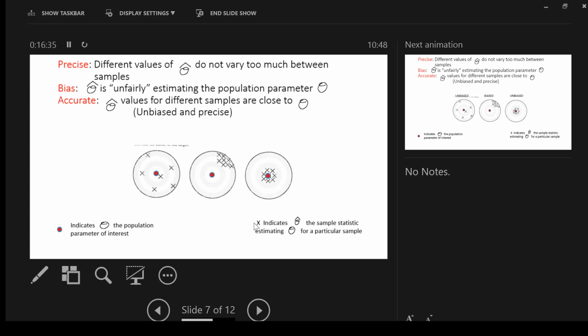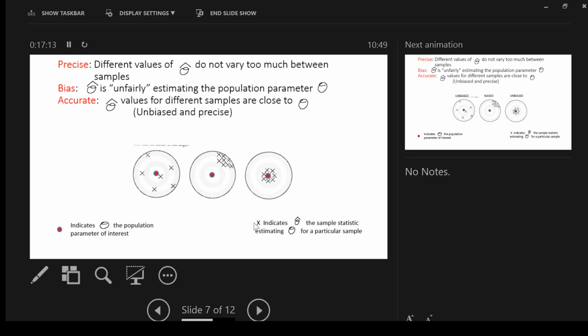Different values of theta hat do not vary too much between samples. So the word precise, if we just think about that, says an estimated theta hat is precise. It means there's not too much variance between samples. Now if you look at this, it means different samples give you values close together. Would you say this one is precise? The crosses are all over the place. No, that one is precise, but it's always wrong. That's not very good, but it's still precise. Precise just means your different samples give you similar values.